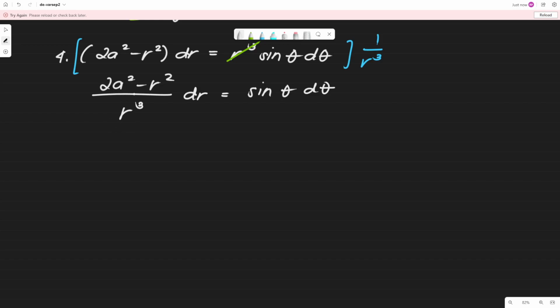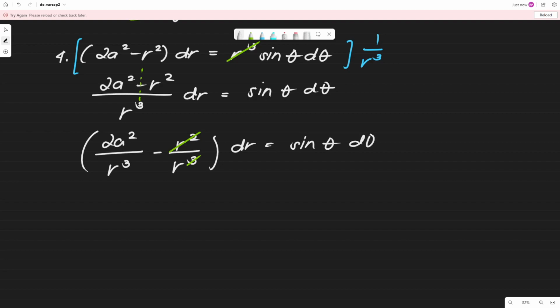Okay? Then, ito, pwede natin split, no? Dito sa numerator. No? So, we'll have two fractions. We have 2a squared over r cubed minus r squared over r cubed. No? So, ayun. So, this one, pwede na nating makancel to. Ayan. Saka to, gawin ko yung green. Ayan. Then, this whole function will be multiplied to dr is equal to sine theta d theta. Okay, then we can now get the antiderivative.